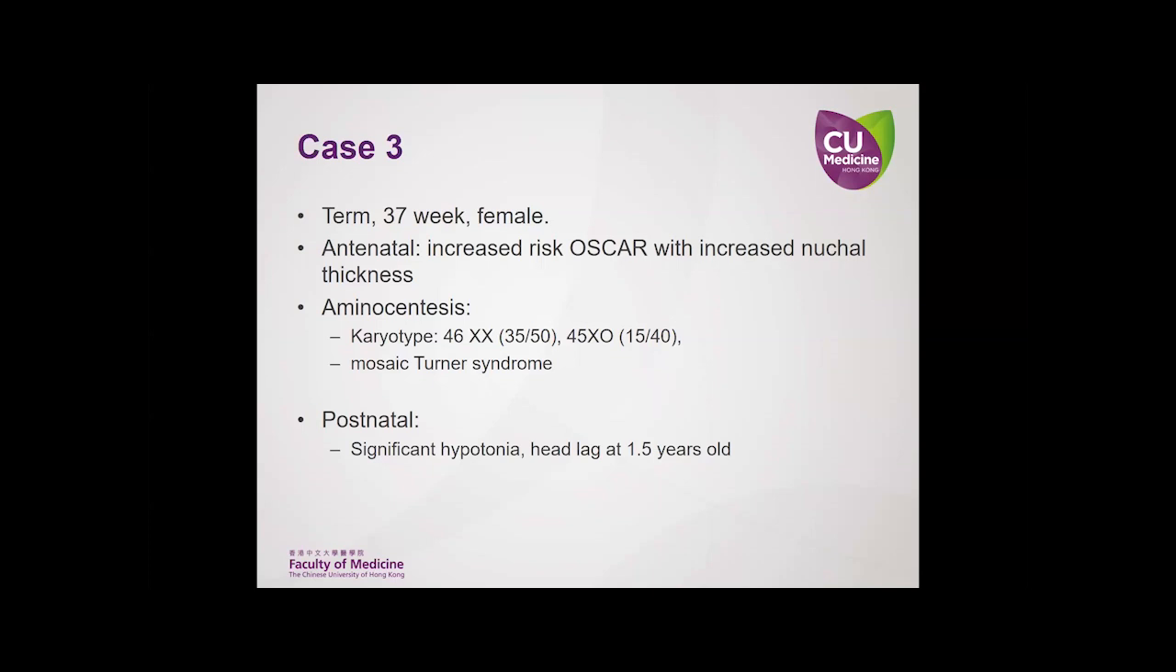Okay, with mosaic Turner, as I mentioned, there is a wide range of phenotype presentation. This family chose to keep the pregnancy, because this is a precious baby, and it was also quite difficult for them to get pregnant at that time. Postnatally, the patient presented with significant hypotonia and head lag at 1.5 years old. So if you think about these clinical features, do you think they are compatible with Turner syndrome?